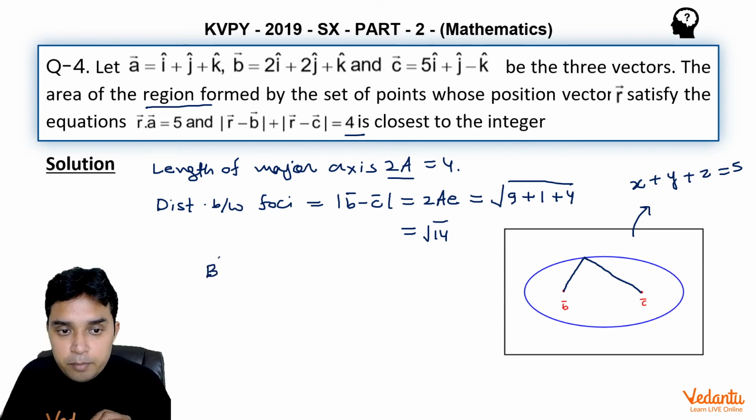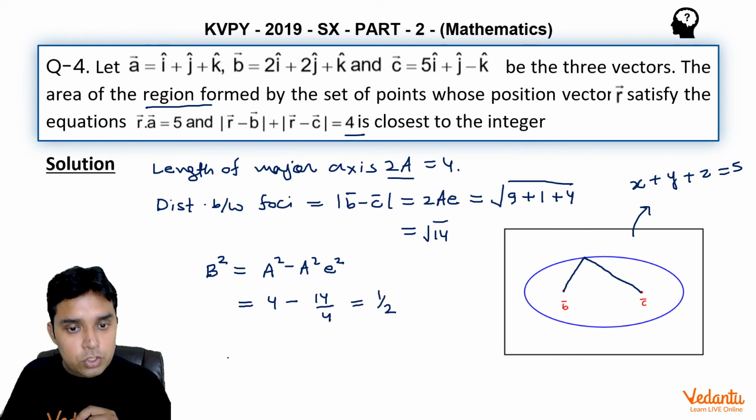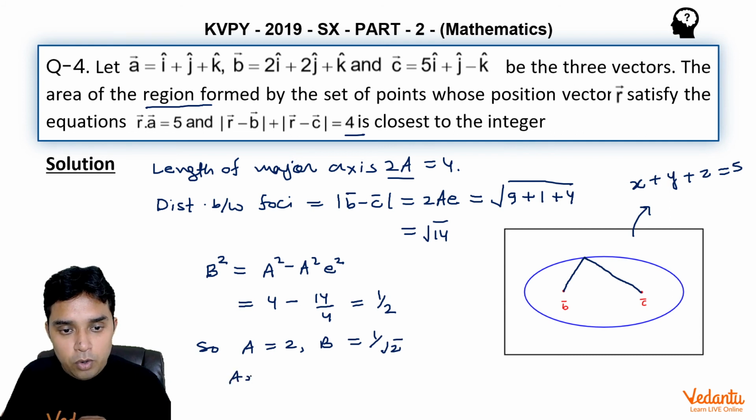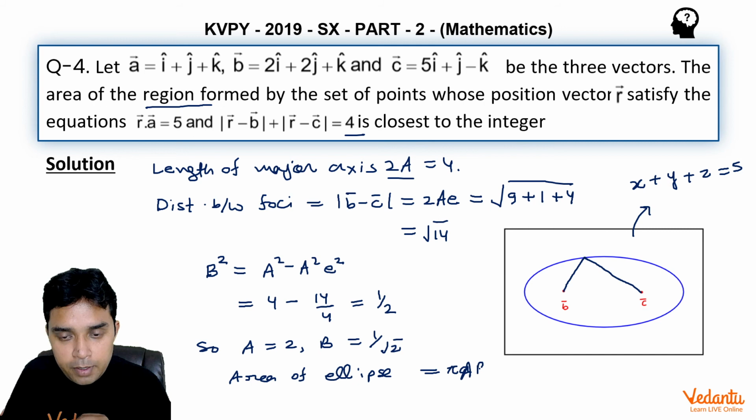Now the B, that is the semi minor axis, if we want to find that, we can use the relation that B square is equal to A square minus A square E square. So I can write this as 4 here minus 14 upon 4. Okay, so this becomes 1 upon 2. So we have A to be equal to 2 and B to be equal to 1 upon root 2, and we know the area of ellipse is given by pi AB, so that will be pi root 2.